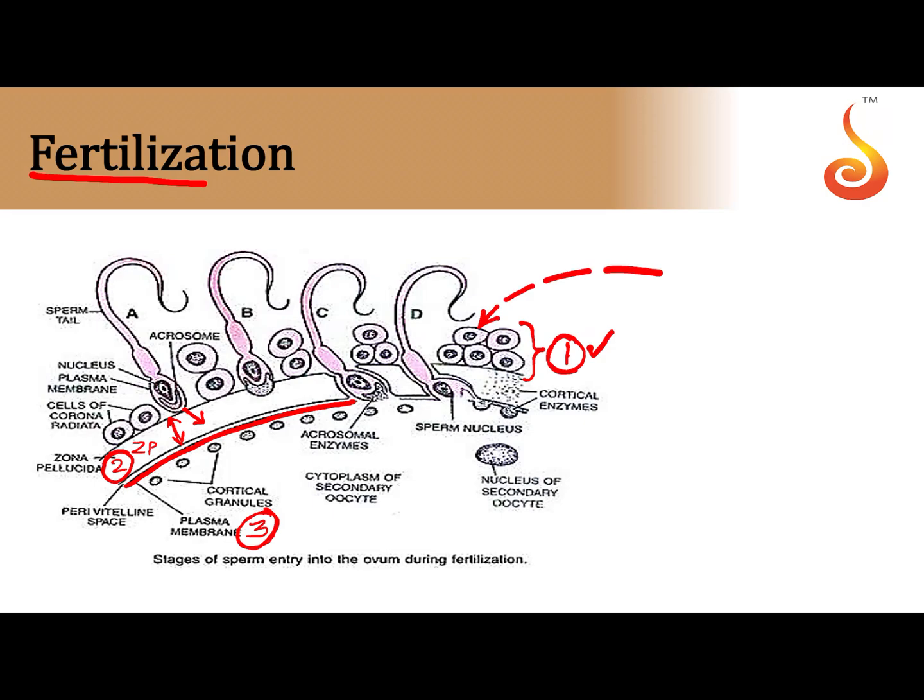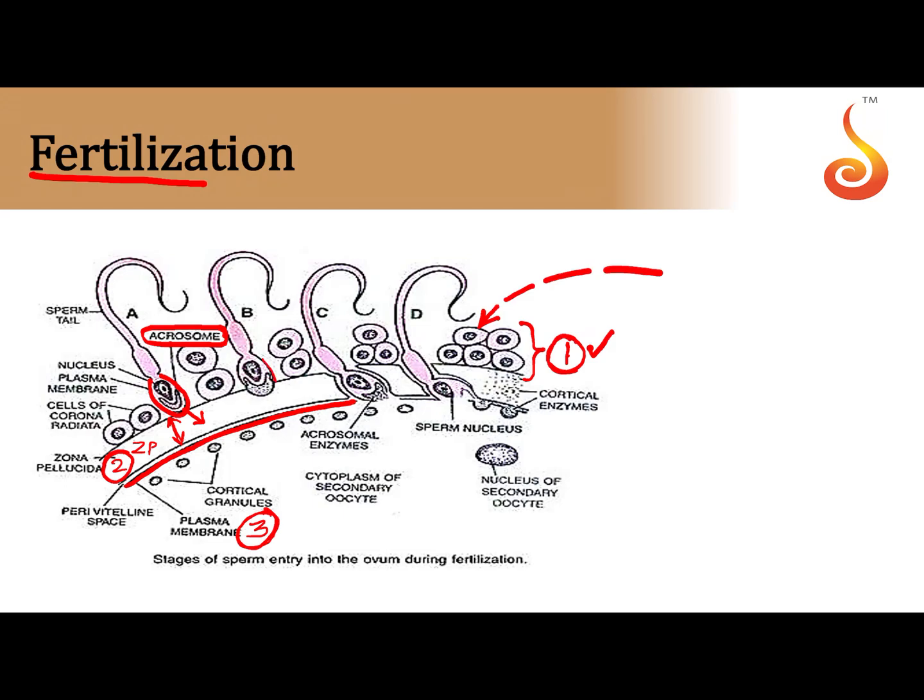Alright, so what releases these enzymes? You all know that there is a vesicle sitting on the sperm head above the nucleus, which is referred to as the acrosome. This acrosome liberates these enzymes, which are called corona penetrating enzymes, or hyaluronidase, which help the sperm to cross the corona radiata. And now notice how the sperm head has landed itself on the second barrier, which is called the zona pellucida.